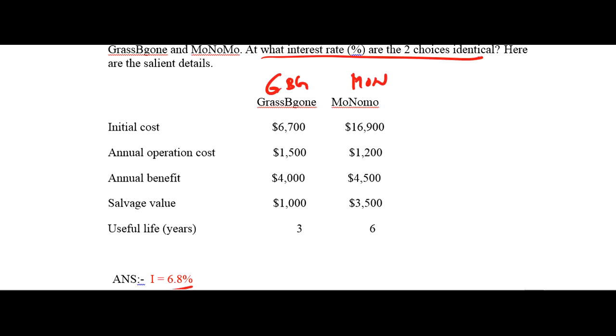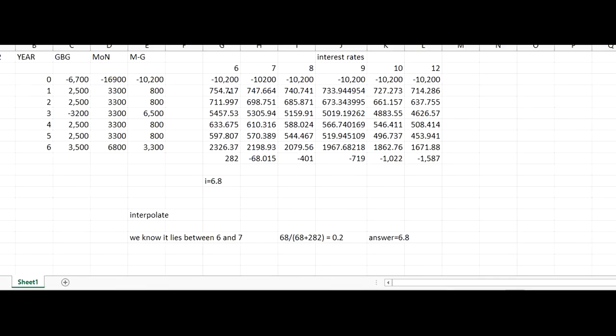So the first case has a time span of 3 years, that is n is equal to 3 years, and the second is having 6 years. So here it becomes complex. So we have to reconsider this case, that is the GBG case, again for the next 3 years. So we'll take the Excel sheet now.